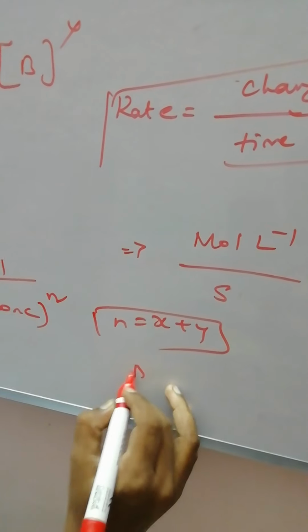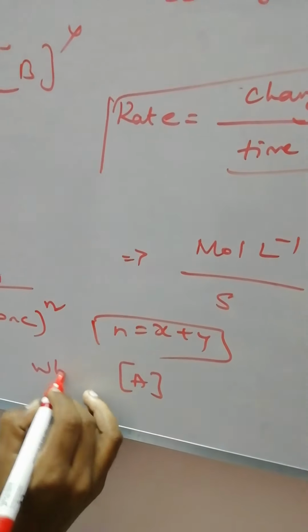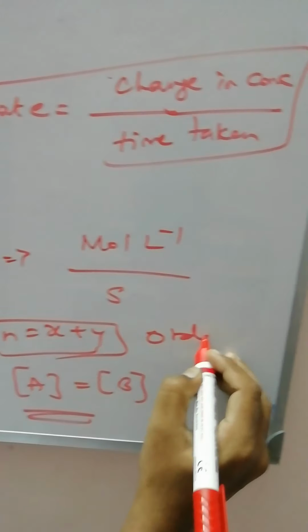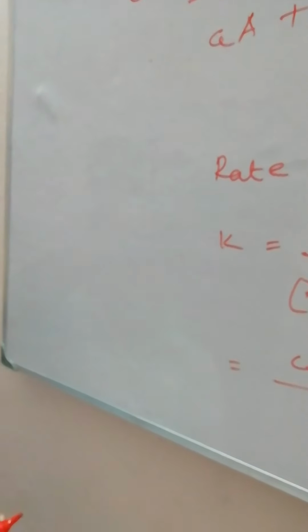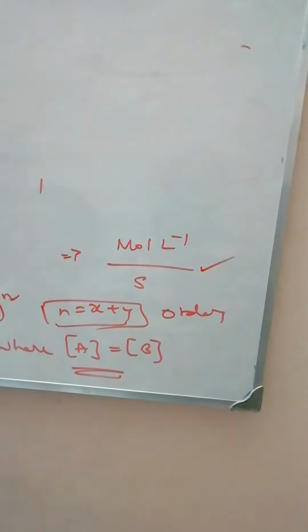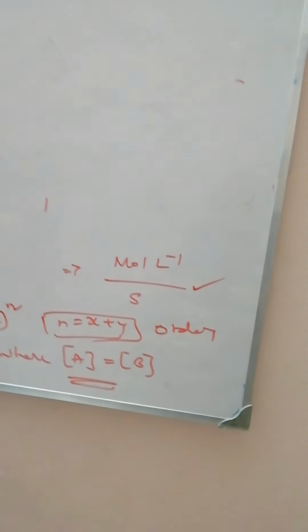Here the concentration of A and the concentration of B are the same, and in this condition we do it like this: n equal to x plus y, the order. Now we have to write for the order of the reaction: zero order, first order, and we have to put the graph. The rate is change in moles per liter per second, for concentration and time. Hope you understand.